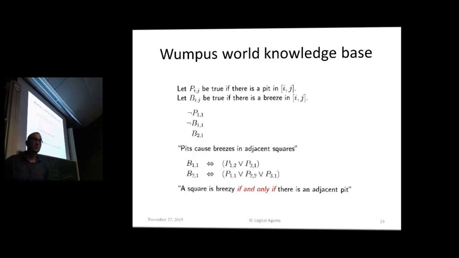So pits cause breezes in adjacent squares. And we have this for all of those squares, remember that this really becomes huge immediately. We have to write down the statements for all of the squares in the game. So we've now done it here for P11 and P21. For the whole game, you would have to do this for all the 16 fields and for all the different properties of the game. Okay, this is enough for an example. So this is the rule that a square is breezy if and only if there is an adjacent pit.